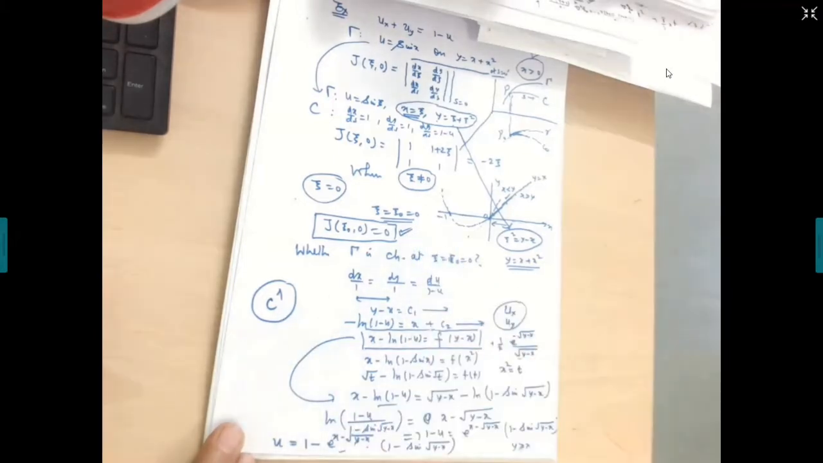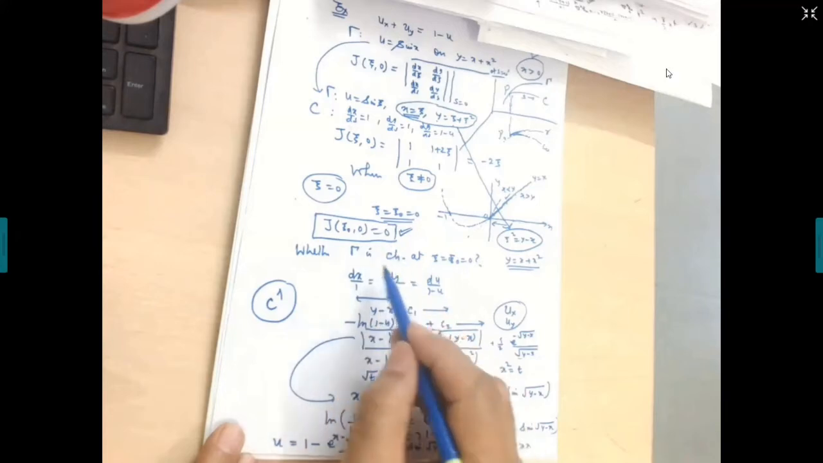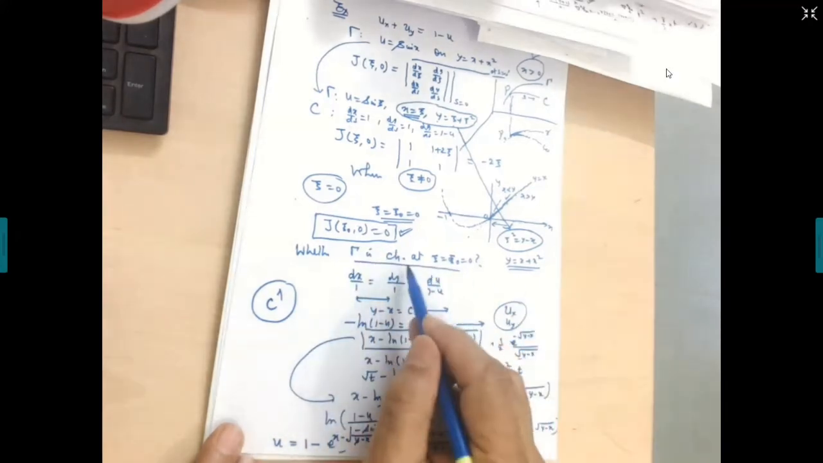Okay, now let us consider another case. Let us consider another case when j is equal to 0 and gamma is not a characteristic. Gamma is not characteristic at that point. Let us see this example.